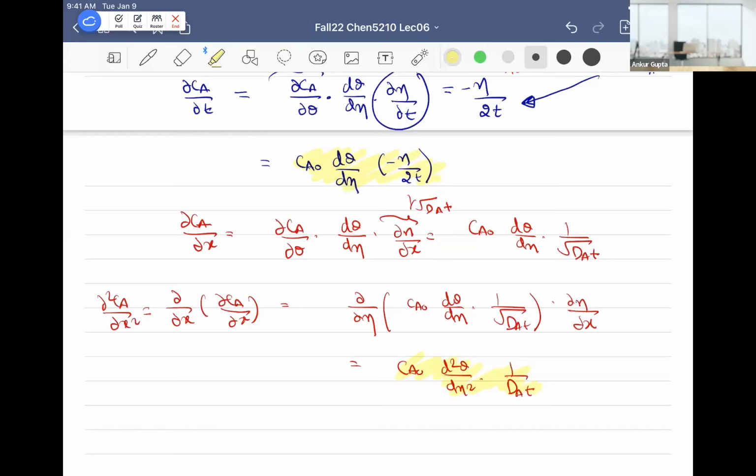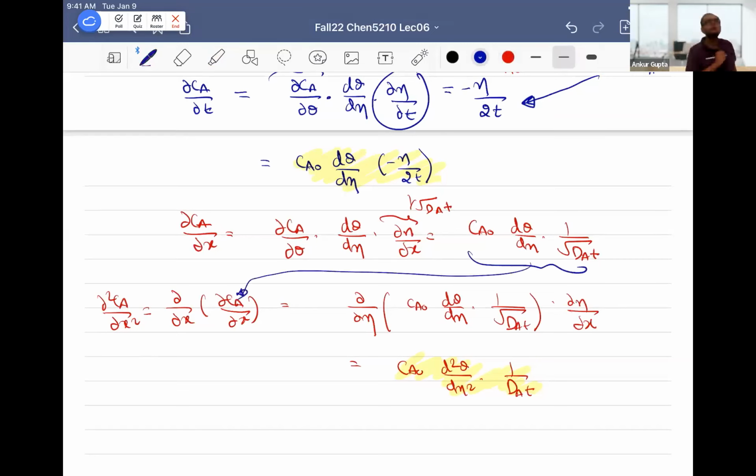And then I take another derivative with respect to x, because I have a second derivative in the equation. Del square CA by del x square is del by del x of del CA by del x. Del CA by del x is actually known from the step here. So I push this here, right? I'm substituting this value here, and then I'm again taking a product rule with del by del eta. In the next class on Wednesday, what we will do is substitute this and find a self-similar solution.